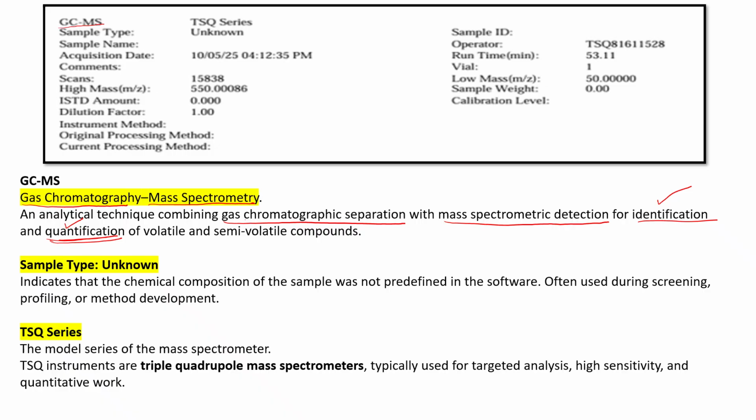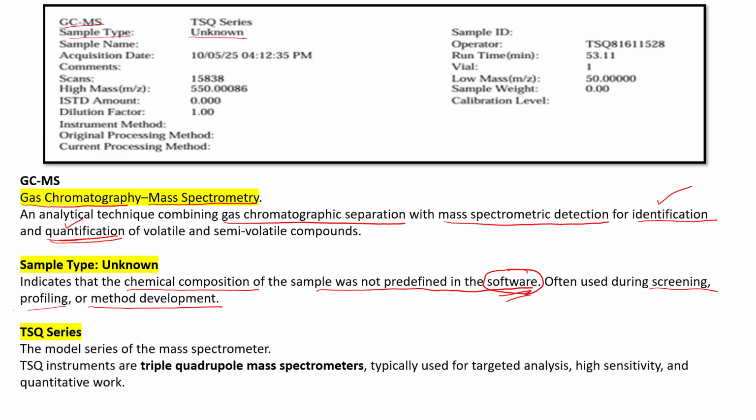Now here it is mentioned sample type unknown. This indicates that the chemical composition of the sample was not predefined in the software. That is, the instruments analyze samples in two forms, targeted and non-targeted. So this was untargeted, that is, the software was not aware of the sample type, and it is often used during screening, profiling or method development.